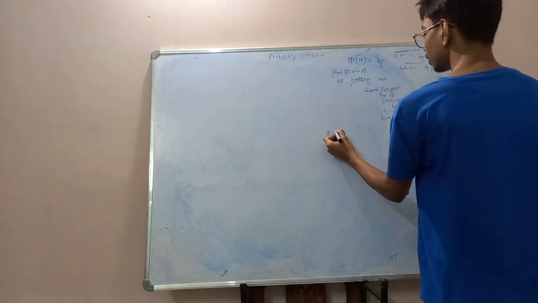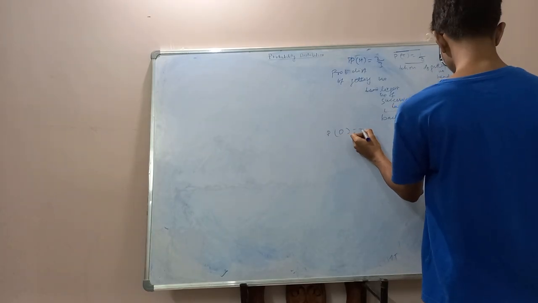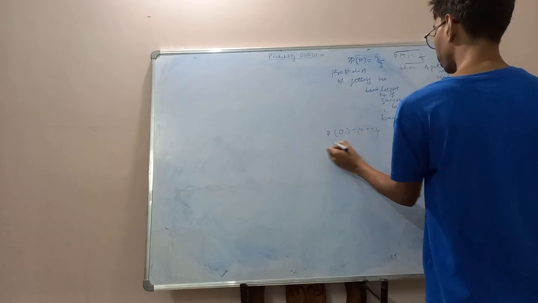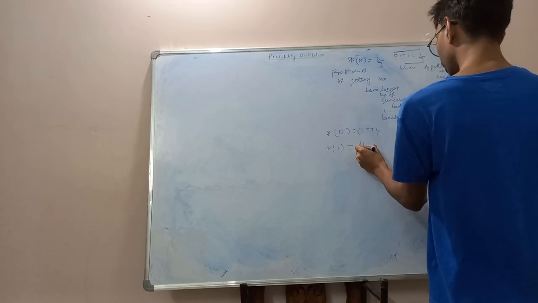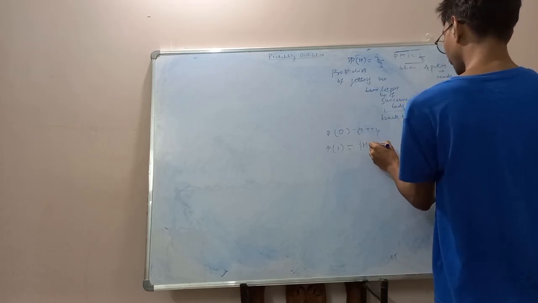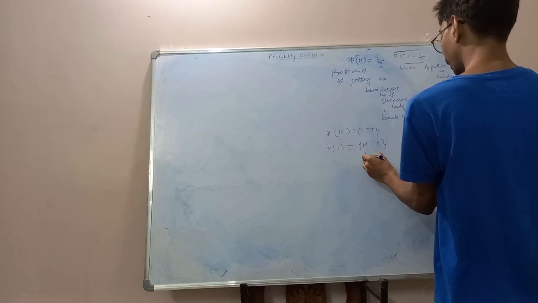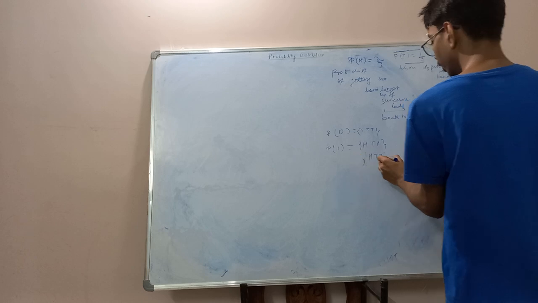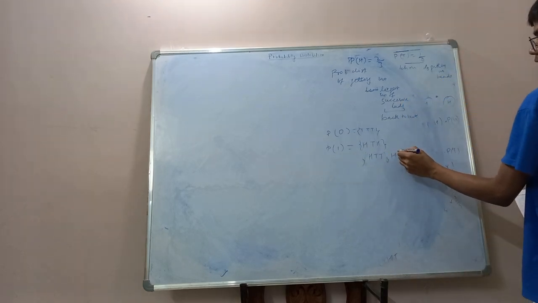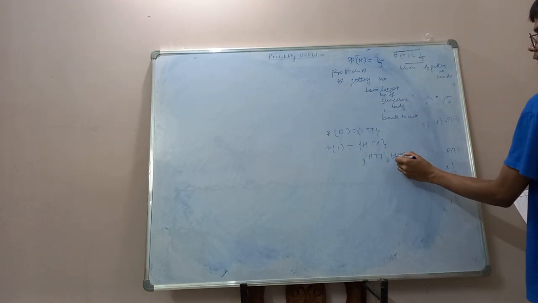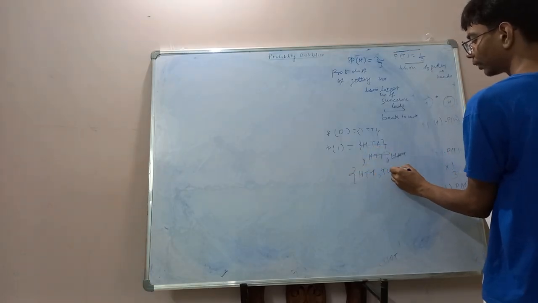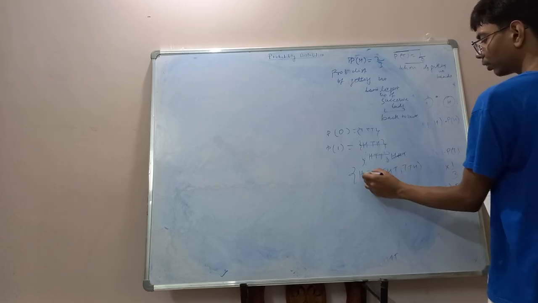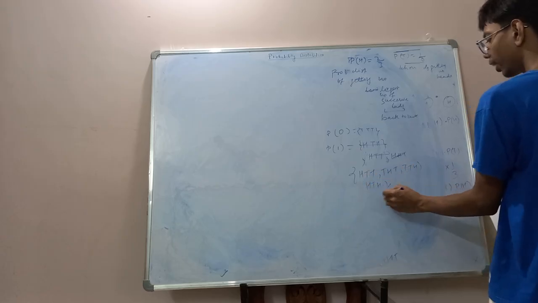Successive head basically means, for probability of getting 0 heads I will have tail, tail, tail. But for probability of getting 1 I will have simply head, tail, tail, and then tail, head, tail, and then tail, tail, head. I can also write this as head, tail, head. So I will have 4.